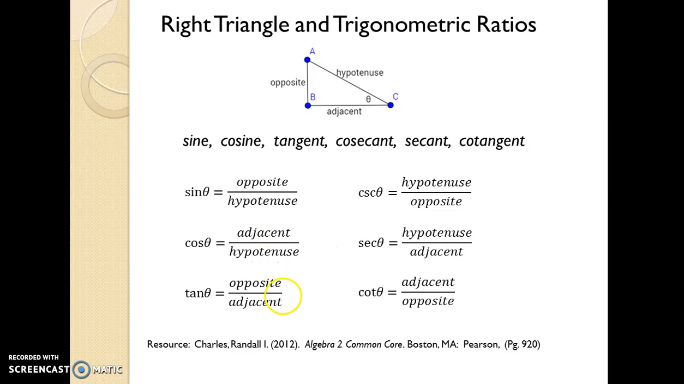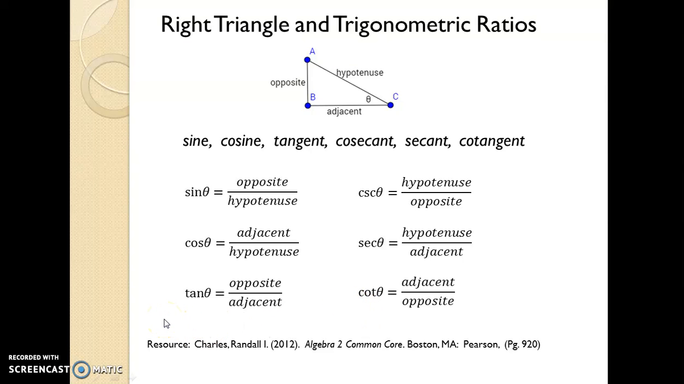Cosine theta is adjacent over hypotenuse. Tangent theta is opposite over adjacent. Cosecant theta is hypotenuse over opposite. Secant theta is hypotenuse over adjacent. And cotangent theta is adjacent over opposite. These definitions were taken from my Algebra 2 high school textbook, Algebra 2 Common Core.